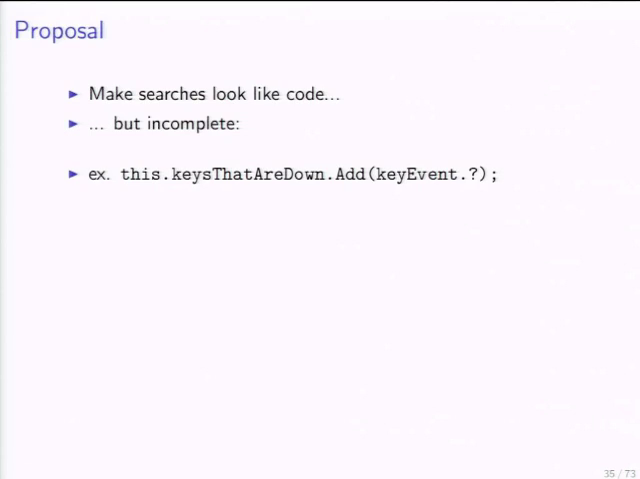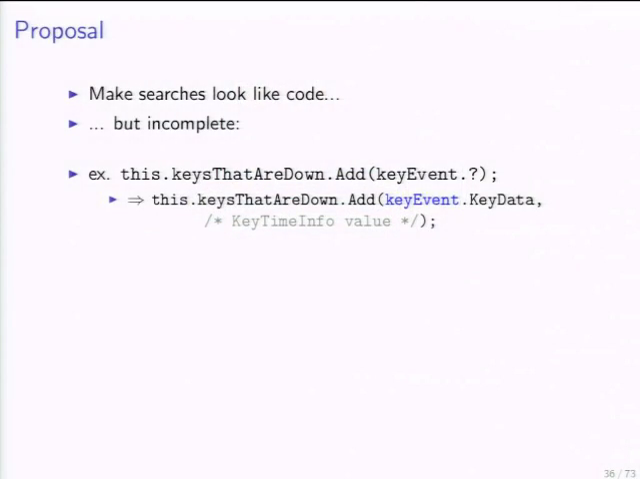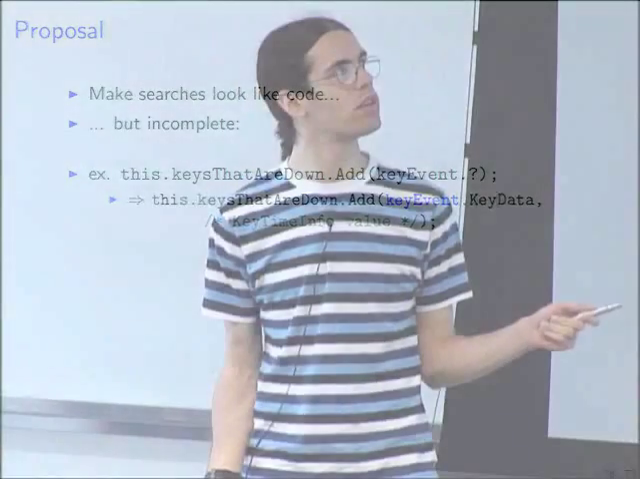So my proposal is that I want to make searches that look like code, but are incomplete, partial expressions. I have this example where the user knows that they're in a key-pressed event handler. There's some collection of keys that are down, and they want to add information from the key event to that. To do this, the tool should be able to tell the user, oh, the right type you need is the key event key data, and also this collection needs to be told the key time info of when the key was pressed.